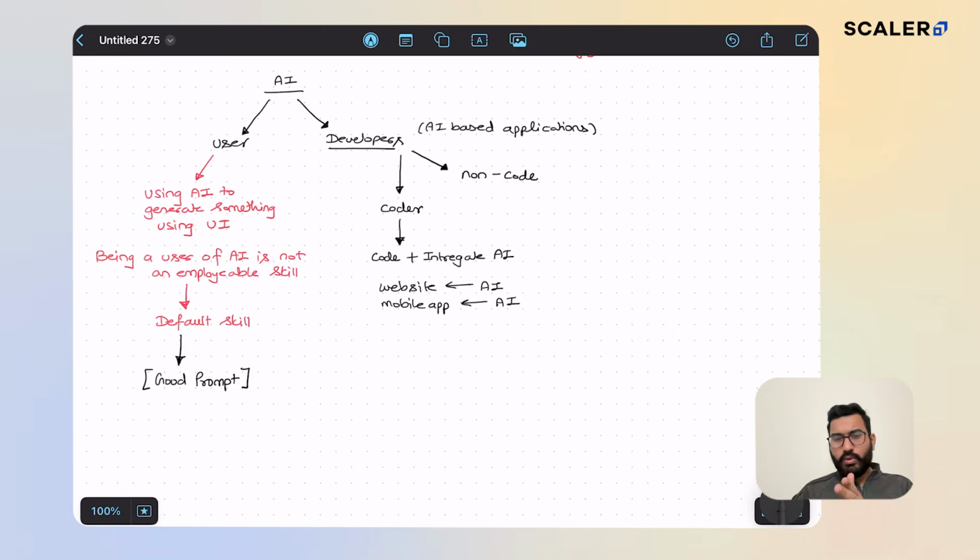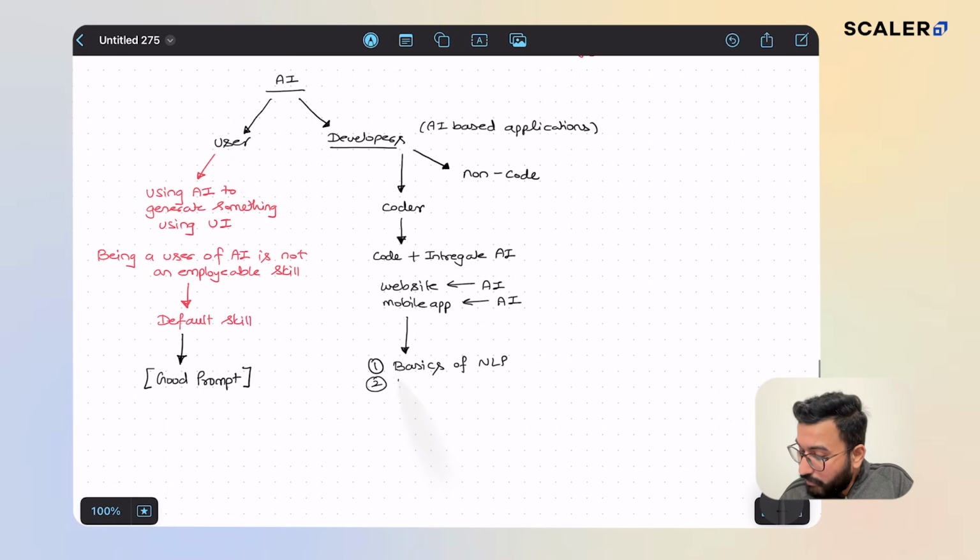Now there is no one path of becoming an AI developer, but the start point is you learn the basics of NLP, natural language processing, because this is very much important to understand the functioning of LLMs. Second, you learn the basics of neural networks. Again, the basics will be enough. Third, you learn advanced Python.